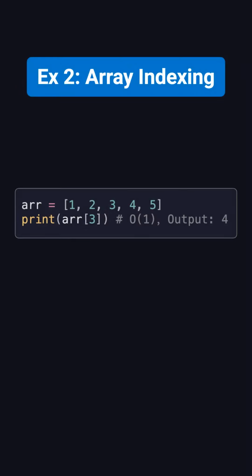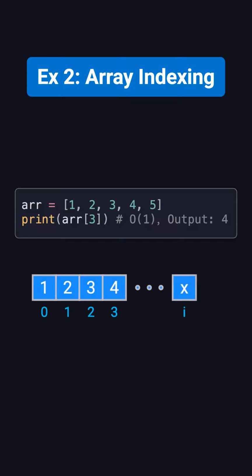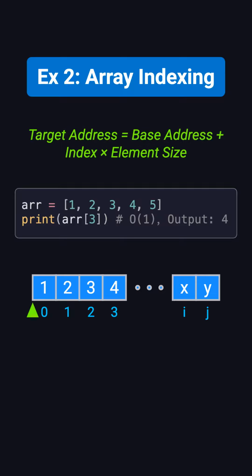Now let's look at another common case, accessing an array element by its index. This also has O(1) complexity. Why is that? Because an array is stored in a continuous block of memory, like a row of rooms numbered in order, each holding one element. When we access an element by index, the computer uses a simple formula: the starting address plus the index multiplied by the size of each element. That calculation gives the exact address, and the computer jumps straight there.